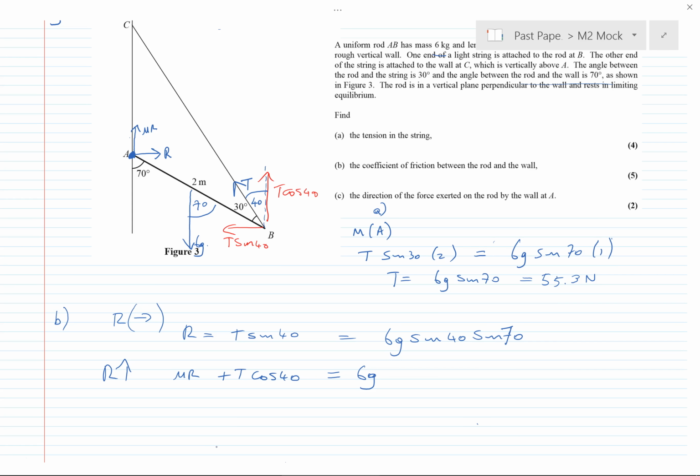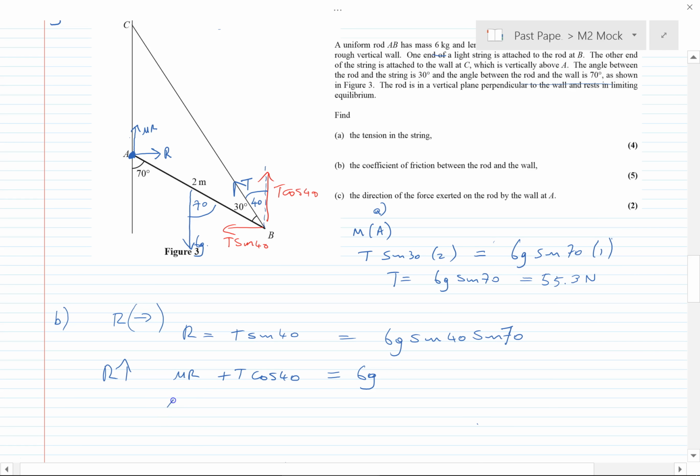I haven't even mentioned where we're going. It's so often we get to the point where we're just going through the motions. You know that you're going to have to work something out, and often it's going to be resolving equations. It's often a good habit to get into, just writing your equations down. So I've got mu R plus T cos 40 is equal to 6g.